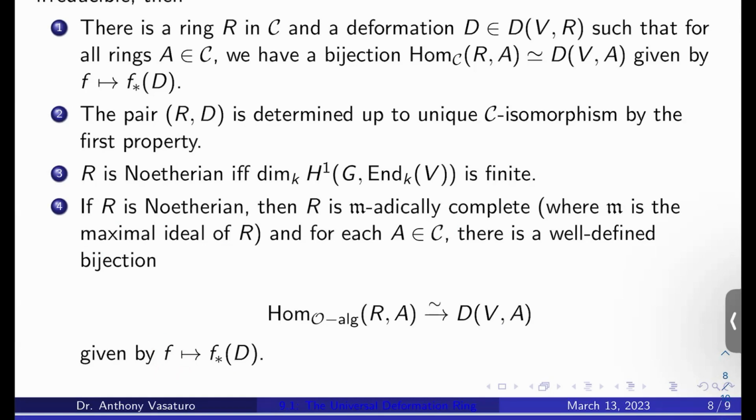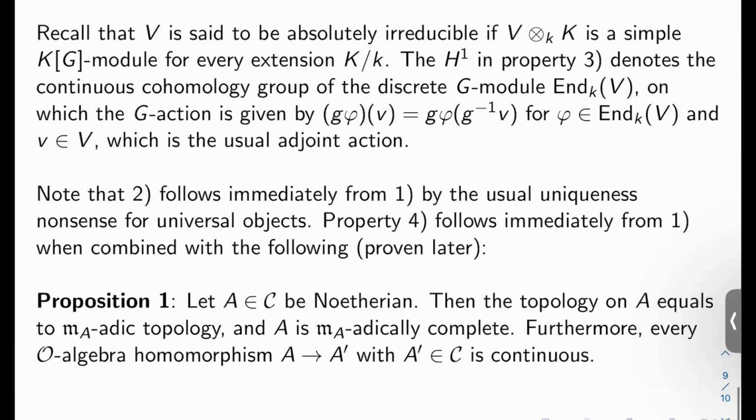Okay, so a couple of closing remarks. Recall that V is said to be absolutely irreducible if V tensor K over little k is a simple capital K[G] module for every extension big K over K. The H^1, the cohomology group from above in property 3 of the theorem, denotes the continuous cohomology group of the discrete G module ad V. So not just all cohomology, but continuous cohomology. We do have topology we have to consider here, on which the G action is given by, let me just remind you, (g·phi)(v) is just g phi of g inverse v for phi in ad V and v in V. This is just the usual adjoint action. We've seen it several times in my list of videos.